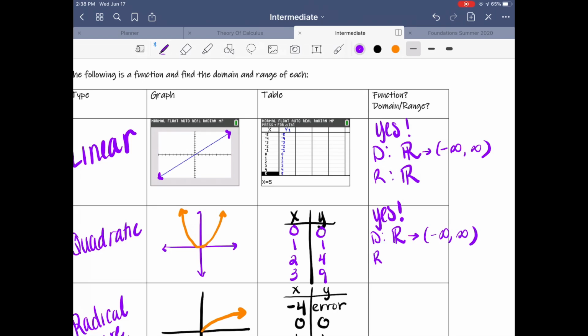But the range, that's your possible y values. Your y values start here and go up. There's nothing down here. There's no graph down there. So your range starts at 0 and goes up. So we could write that 0 to infinity. You'll notice that I put a bracket on the 0 because 0 is included. And I put a parentheses on infinity because you can't include infinity.